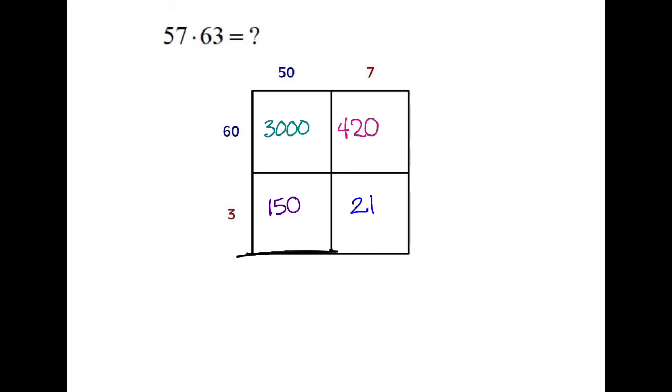Okay, so add these up, and we get 3,150. And add these up, we get 441. Now add those up. So we get 3,591 as our answer. We could double check it with an algorithm and with the lattice, but this is just giving you something else to look at, a different way of doing it. Okay?